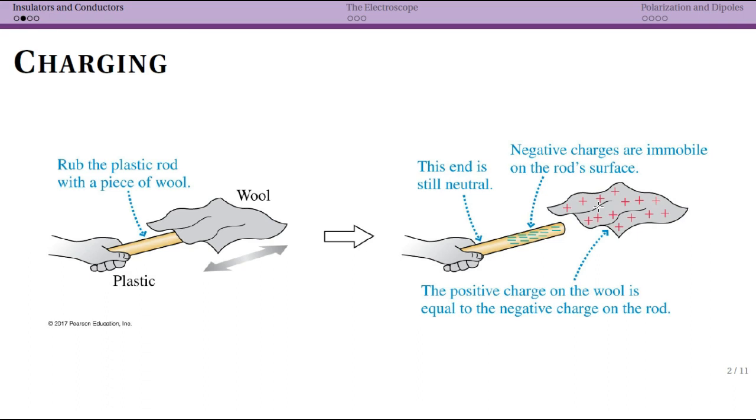Note that the total number of positive charges on the wool surface is going to be equal to the number of excess negative charges, right? We can say excess charges because there's lots of other charges we're not showing, because again, the system started neutral at the beginning.